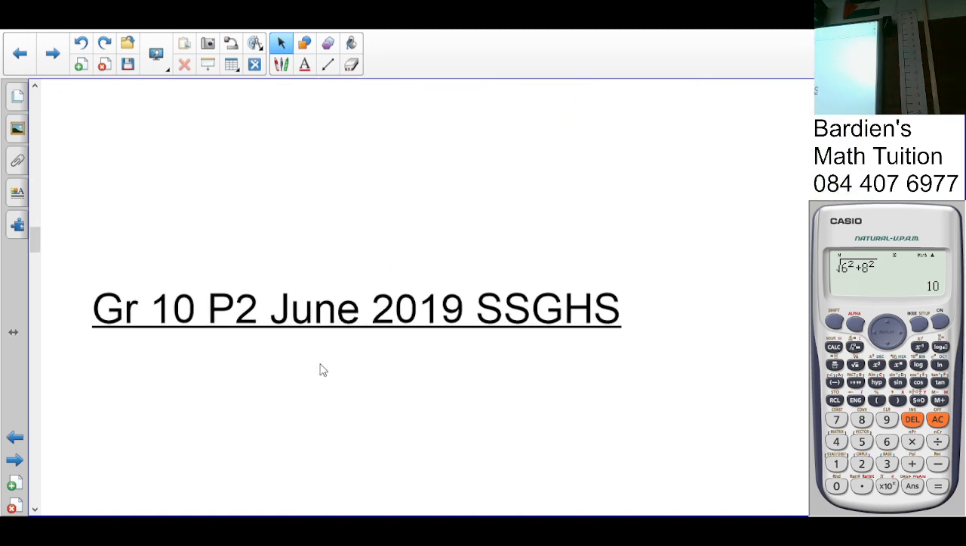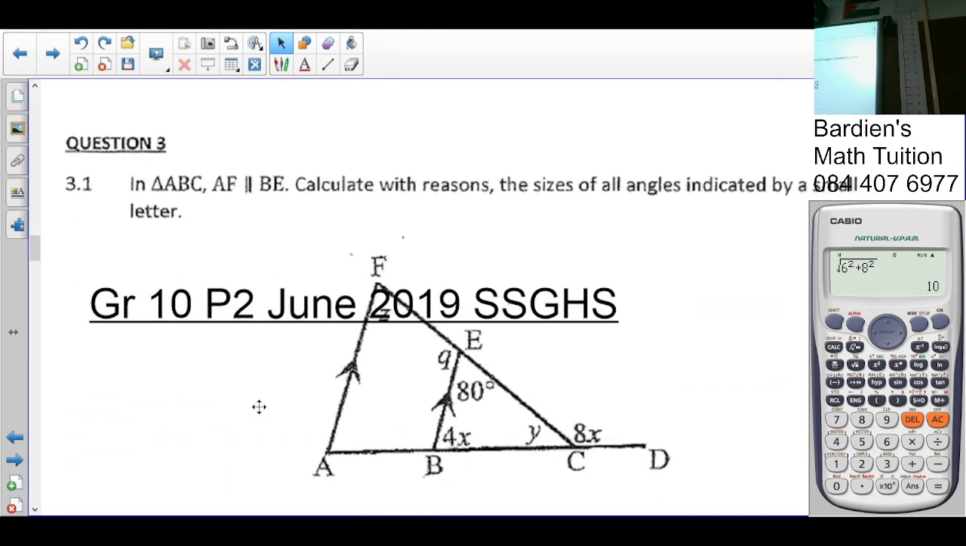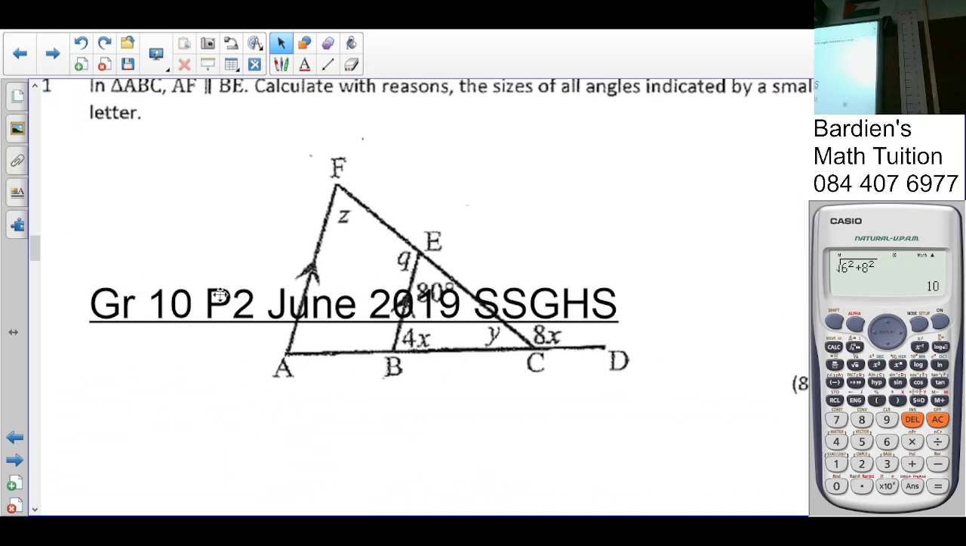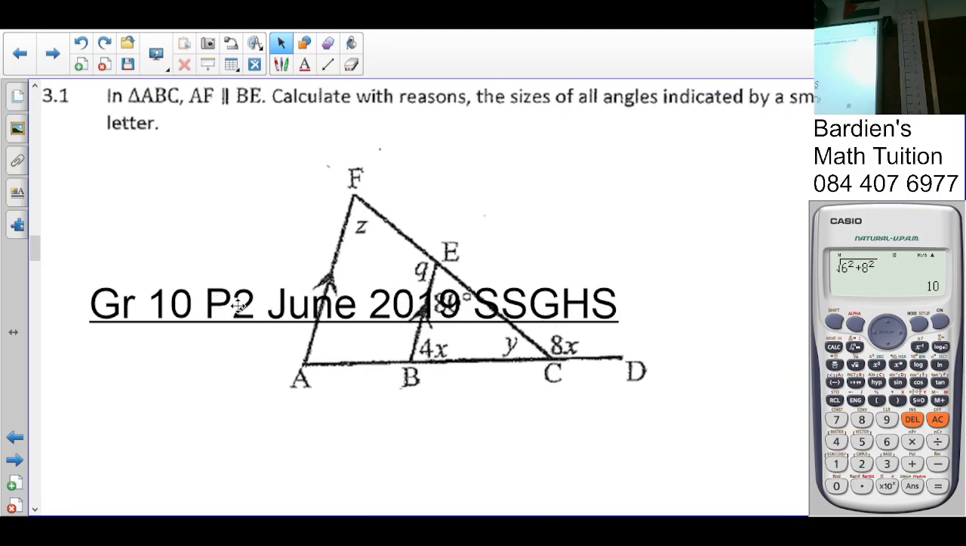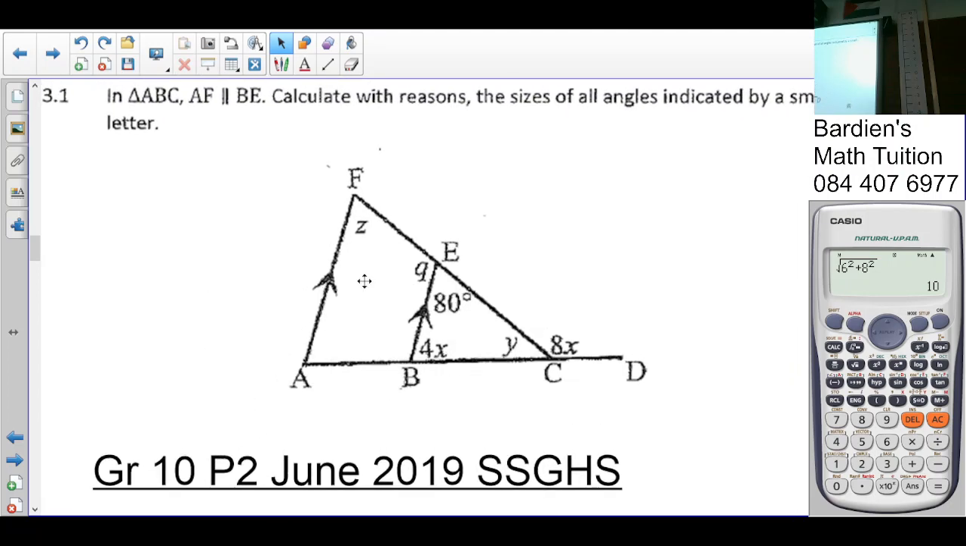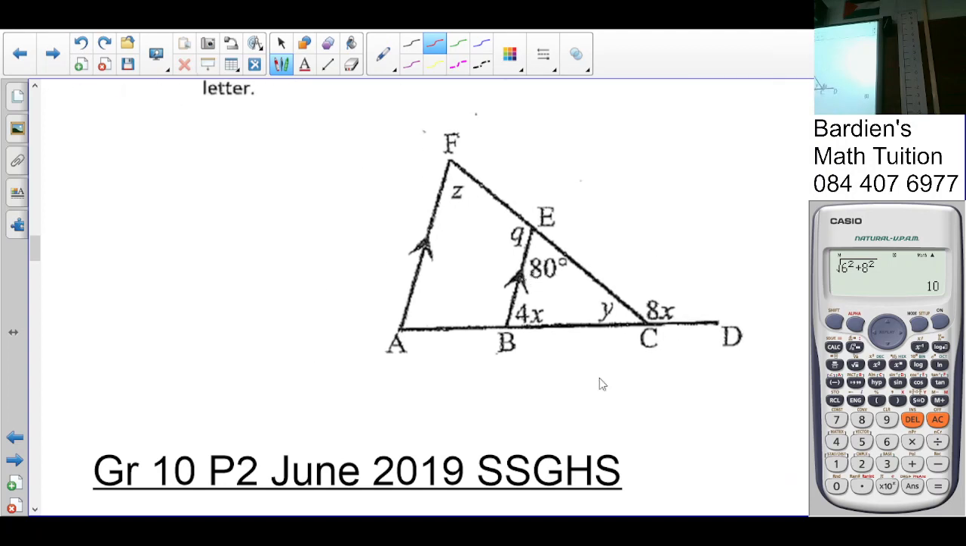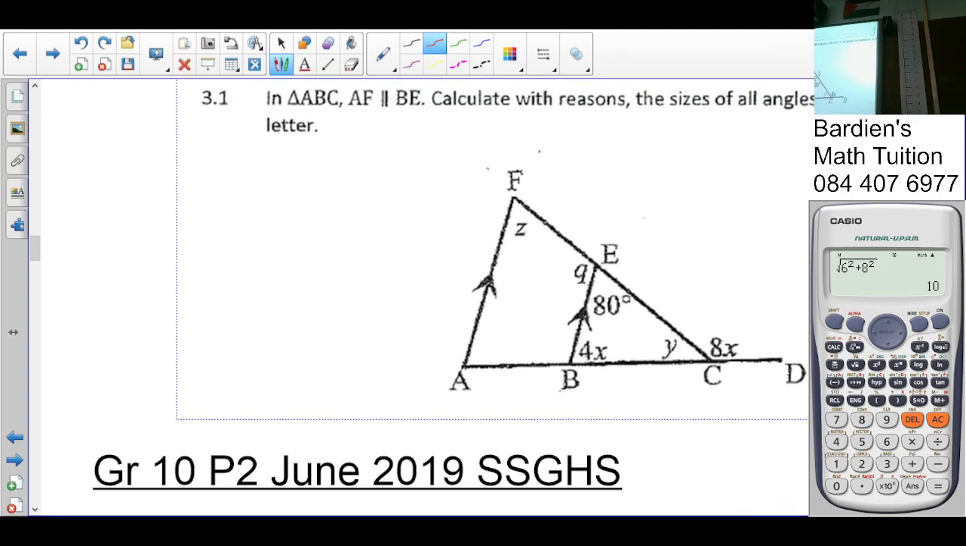Let's go to question 3. Question 3, we are told that in triangle ABC, we are told that AF is parallel to BE. If that's the case, then Z is 80. Why? Corresponding. And many other things can be concluded here at that point, for those lines being parallel. Then we are told to calculate with reason the size of all the angles indicated by small letters here, or lowercase letters.